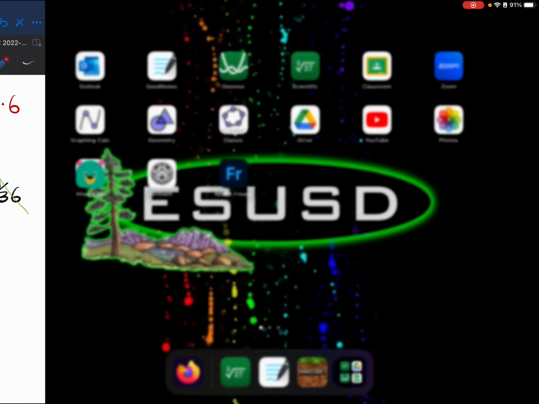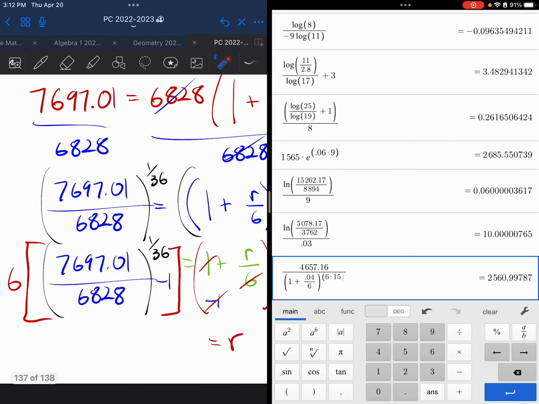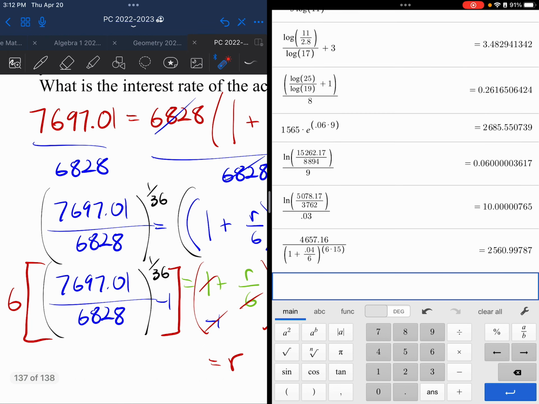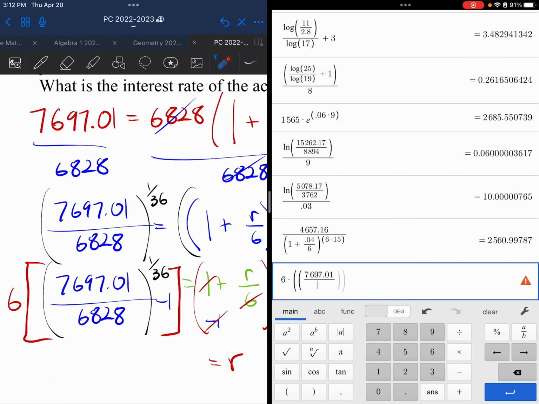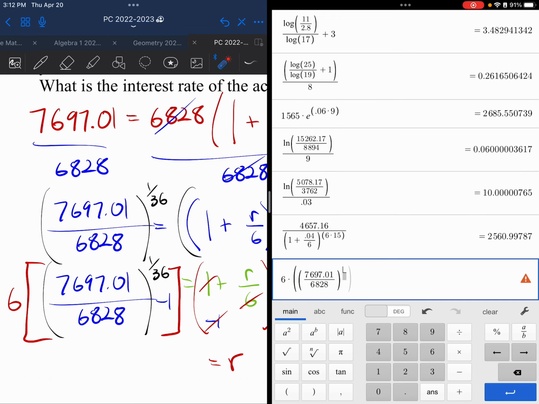All right, ready, set, calculator, go. That's a lot to type. I have 6 times the quantity of, probably 2 quantities. I have on the inside 7697.01 divided by 6828, and that first thing is going to be to the power of a fraction. The top of the fraction is 1, the bottom of the fraction is 36, and then after that I subtract 1, and then we have the distribution in there.